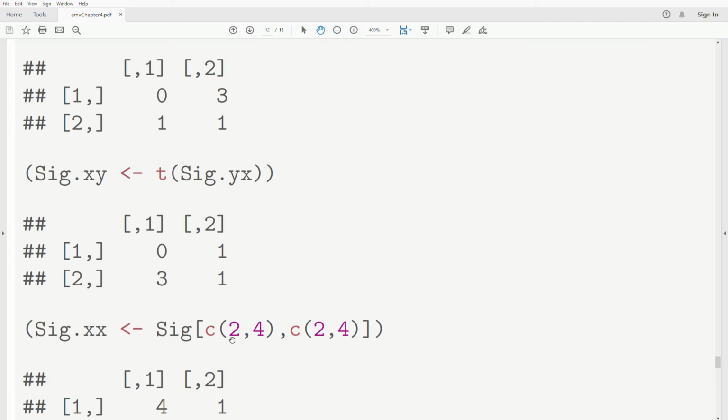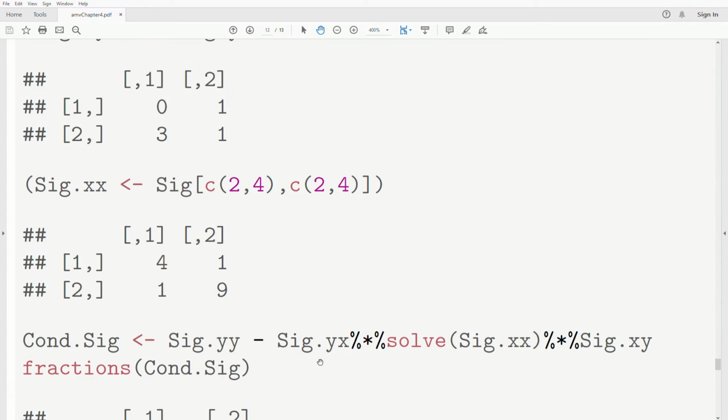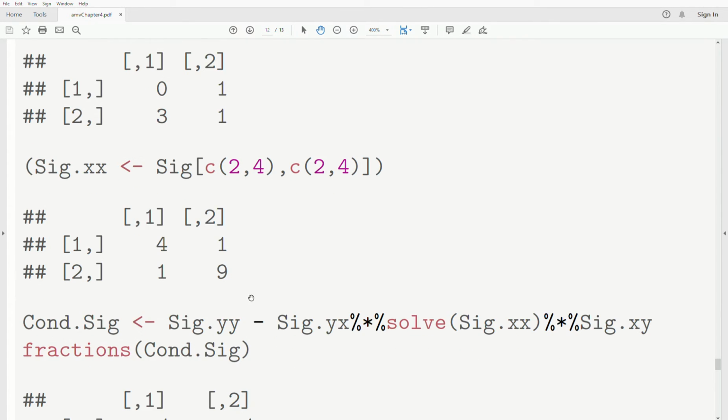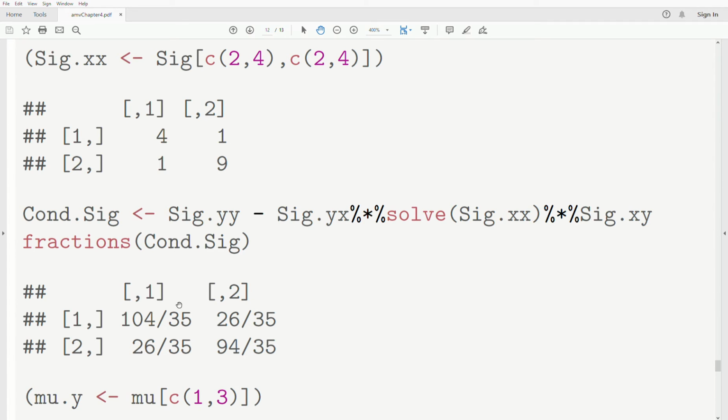Now for sigma xx, we want row 2, row 4, column 2, column 4, and that's this matrix here. And now we do this multiplication, sigma yy minus sigma yx times the inverse of sigma xx times sigma xy. I'm going to store that in conditional sigma. This is why I used MASS, because it has this function called fractions, so it will express your results in fractions. And so we look at the result and it's 104, 26, 94.